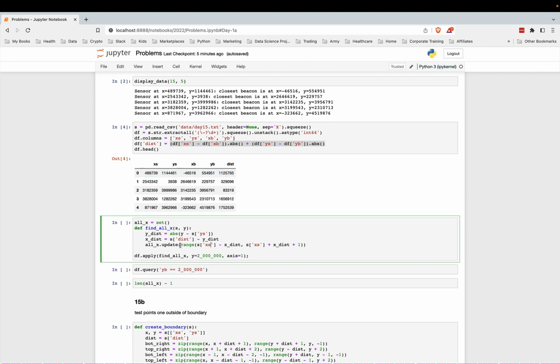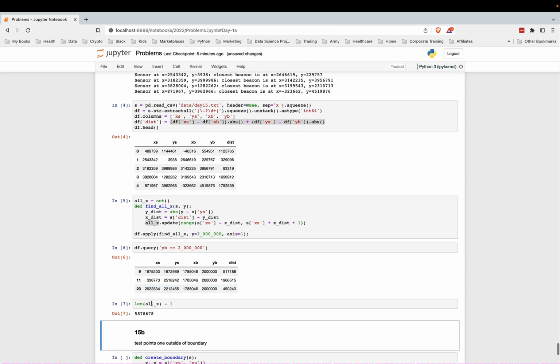Okay, so it could be a lot. It could be millions of numbers over here, left and right, that are possible, especially if there's a large distance between that point and the nearest one. All right, so that's what I do here. And then I'm just updating the set. So the answer is to just get the length of this set.